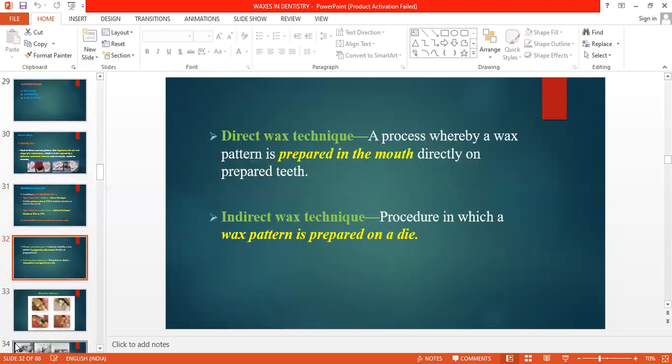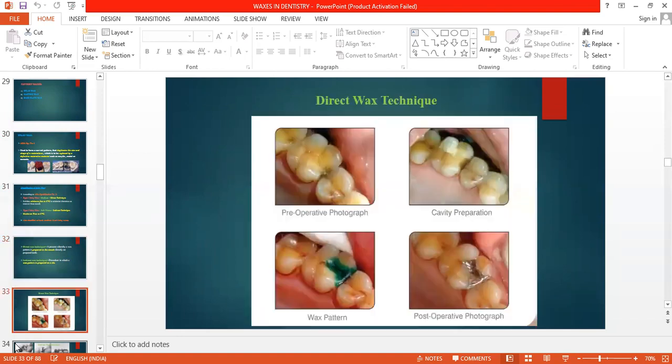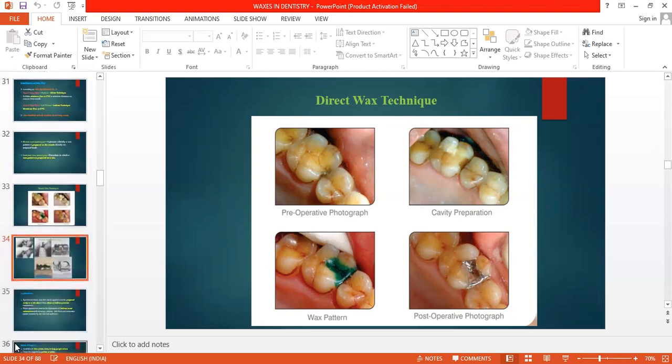Then what's the difference between direct wax technique and indirect wax technique? In direct wax technique, a wax pattern is prepared in the mouth directly on prepared teeth. And indirect wax technique is a procedure in which the wax pattern is prepared on a die. This is the diagrammatic representation of direct wax technique. First of all, the cavity is prepared and then the wax pattern is prepared on the tooth surface. Then it is cast and a metal or acrylic prosthesis is delivered.